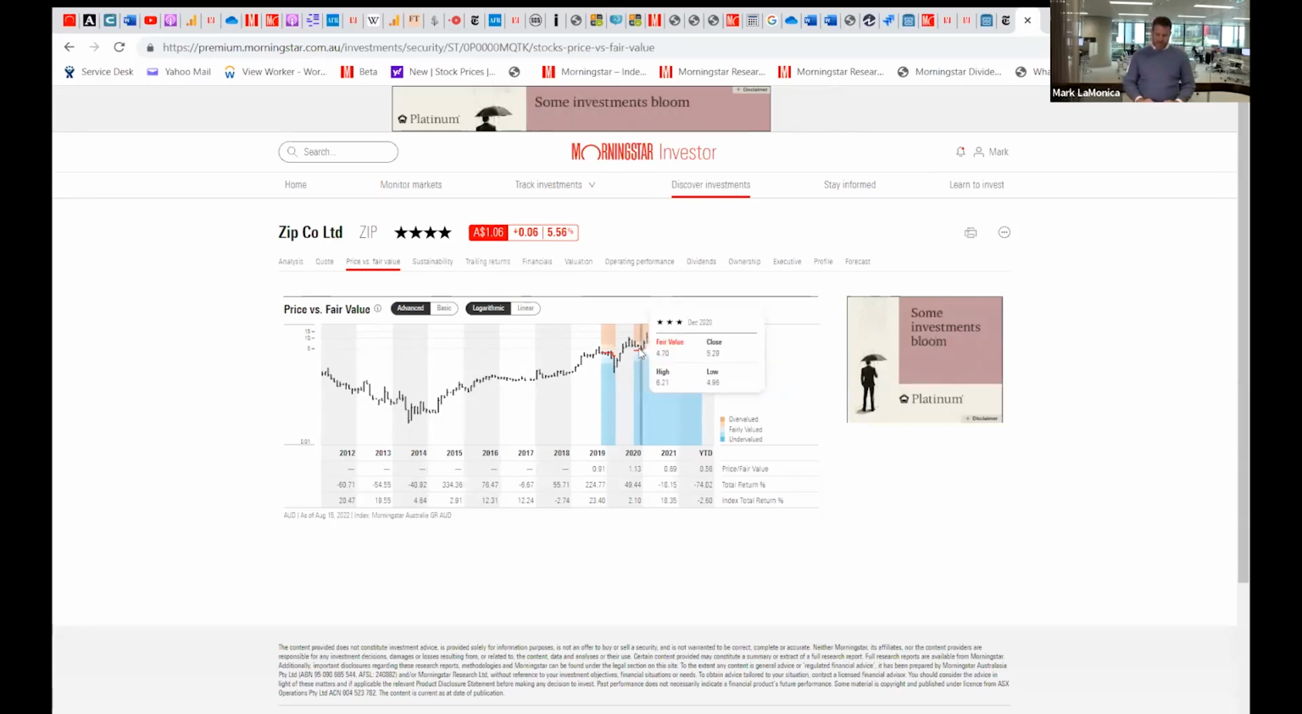This is Zip. Our history of Zip is that we haven't covered it that long. But if you go back, at a point in time, November of 2020, we thought Zip was worth $4.50, you see the fair value there. And you can see the high, the low, et cetera, during that month. In this case, it was a 2-star share, so we thought it was overvalued. And as we progress in time, of course, it becomes even more overvalued. So now it's 1 star.